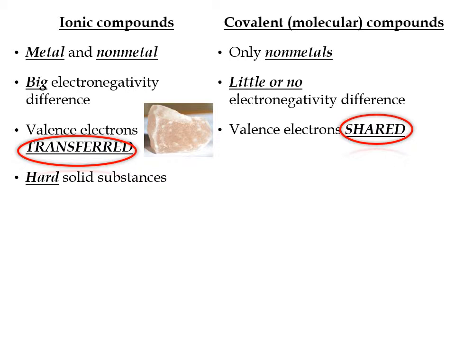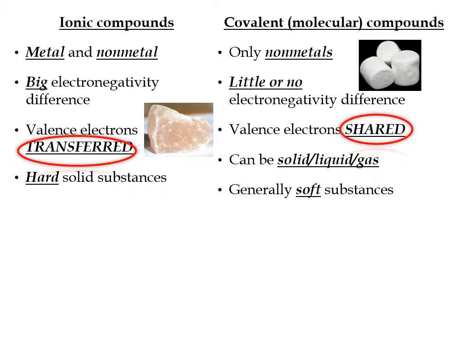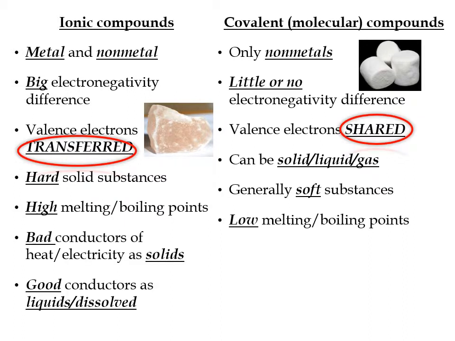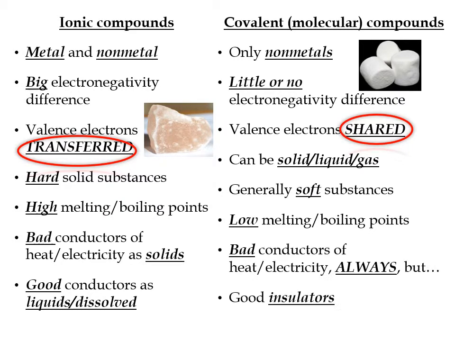Covalent substances, in contrast, can be solids, liquids, or gases, and they're soft. We know that ionic compounds require high temperatures to make them melt or boil, while covalent compounds have low melting and boiling points. Ionic compounds are really bad conductors of heat and electricity when they're solids, but much better conductors when they're liquids or dissolved in water. Covalent compounds are always bad conductors no matter what phase they're in, but this also means that they're really good insulators and can hold in heat or charges. So things we use to protect ourselves from heat or electricity are covalent compounds.